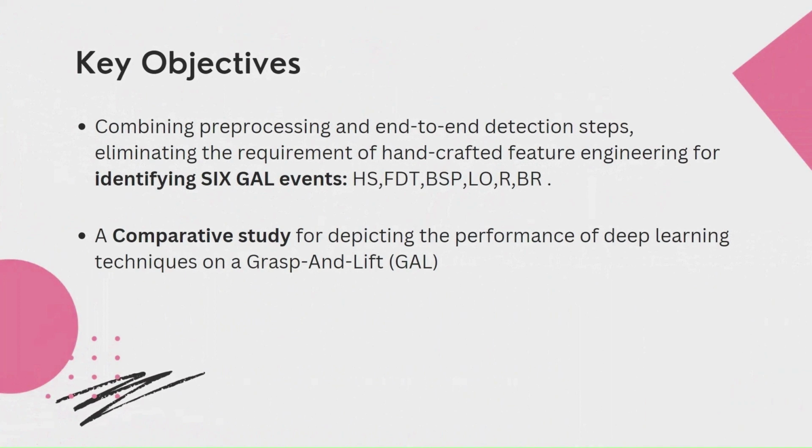Key objectives of our project include combining pre-processing and end-to-end detection steps, eliminating the requirement of handcrafted feature engineering for identifying 6 different GAL events, and a comparative study for depicting the performance of deep learning techniques on a grasp and lift dataset.